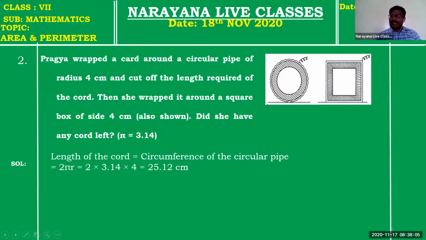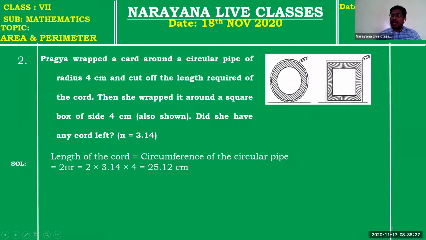The circumference of a circle is what, ma'am? 2 pi r. So that is 2 into pi value 3.14, and the radius is 4 centimeter. If you multiply this, we will be getting 25.12 centimeter. And what she has done, she has made this wrapped into a square.